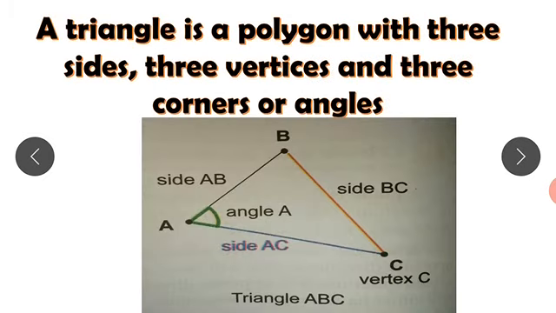A triangle is a polygon with three vertices and three corners. Just like in the figure, we have three sides: side AB, side BC, and side AC. And we also have three vertices: vertex A, vertex B, and vertex C. We also have three angles. So this one is angle A, angle B, and angle C. So that is a triangle.